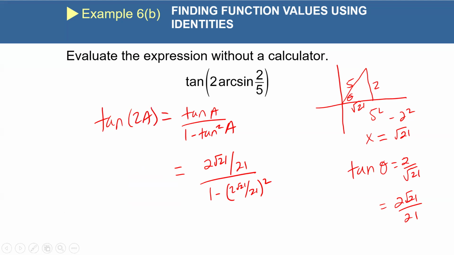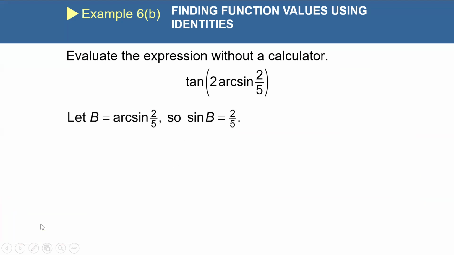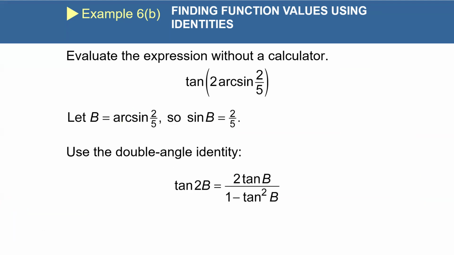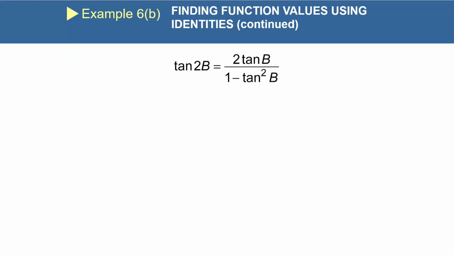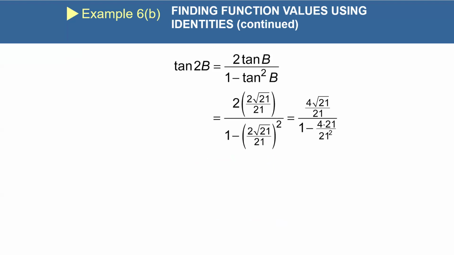Okay. I'm going to erase my ink so you can see it pretty. So we're going to use a double angle. Oh, I forgot my tan in the top. Plug everything in. So you use Pythagorean. Did we get 2 square root of 21 over 21? Yes. And then we plug it all in. So now we're plugging everything in. We forgot the 2 in the numerator.